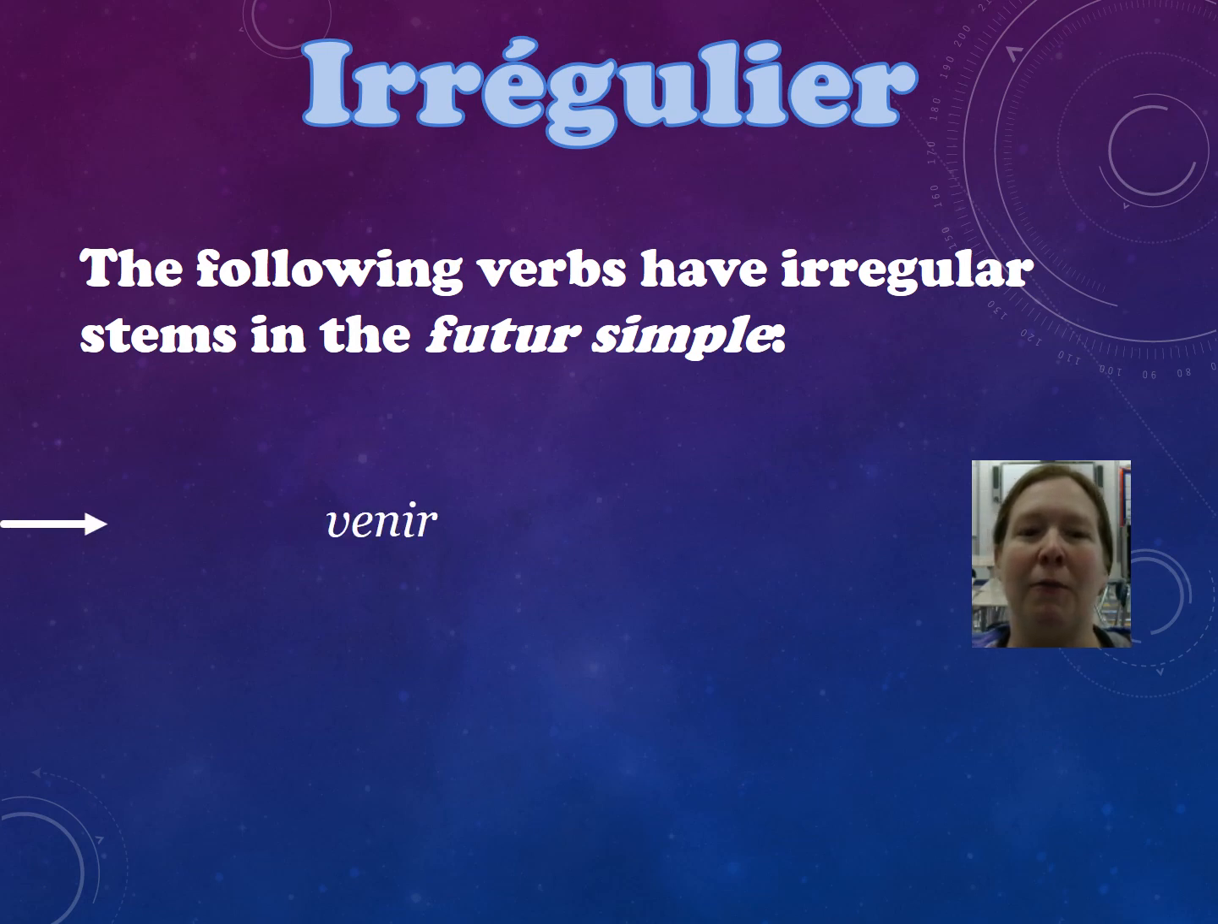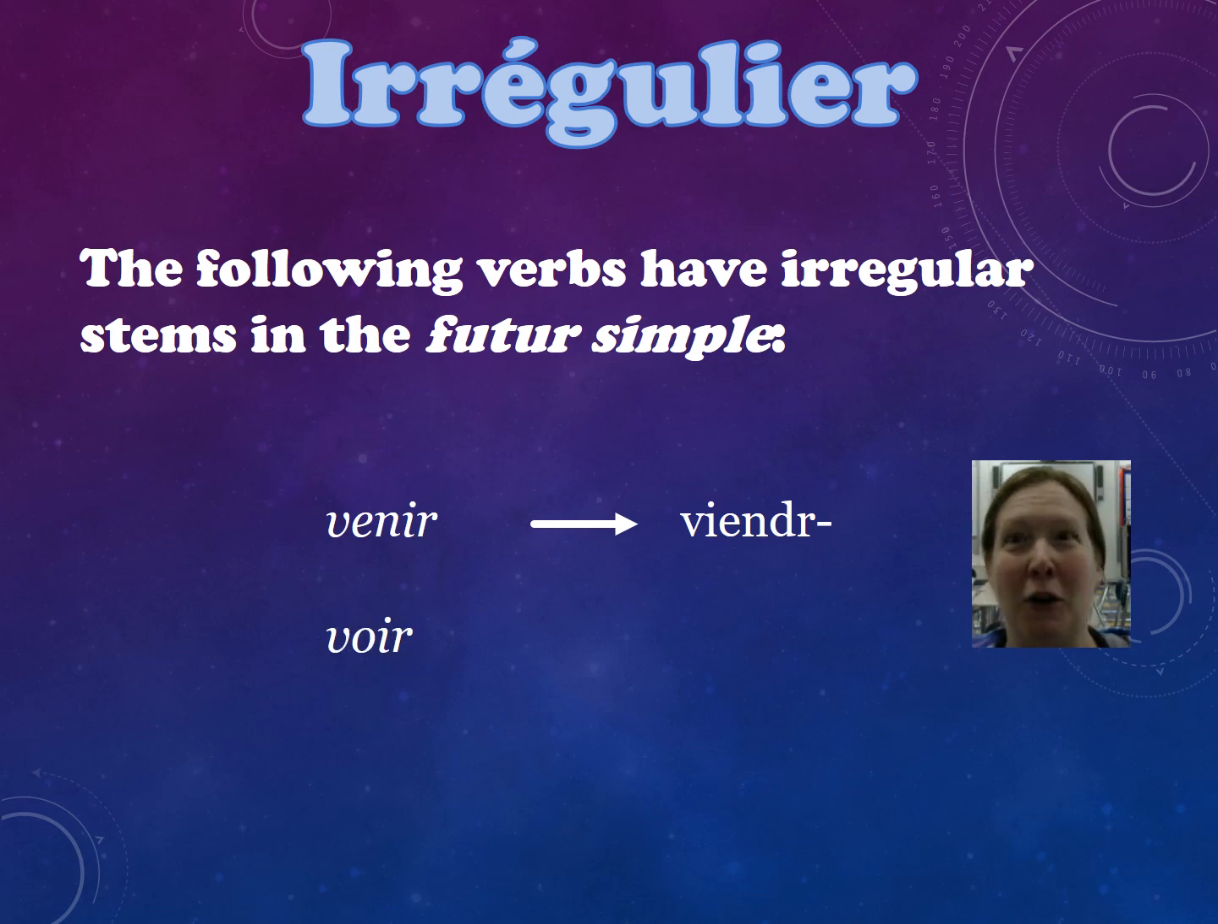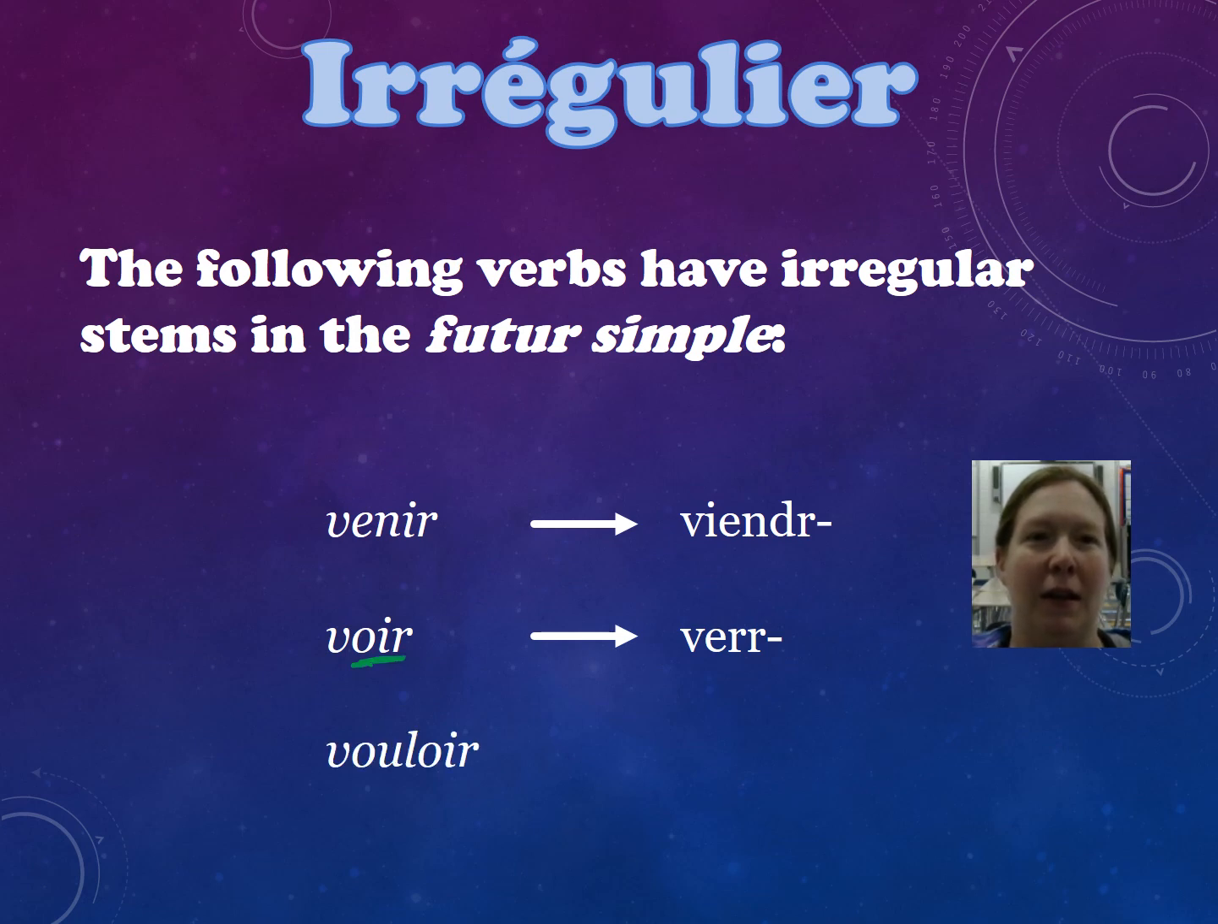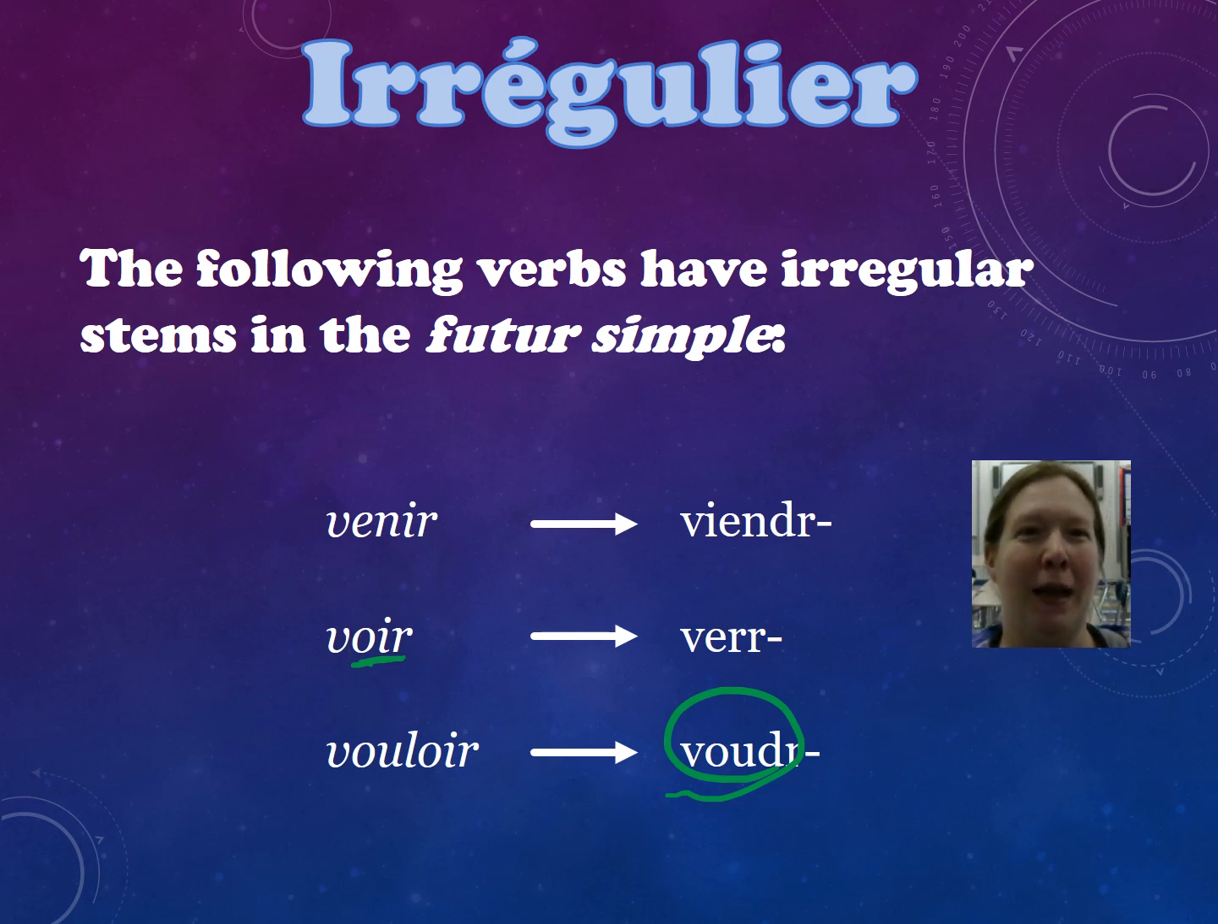Some more of them. Venir, here we go, is viendr. Looks just like tenir with a V instead of a T. Venir and tenir work that way for every single tense. They are sister verbs. Voir is verr. There's another O-I-R with an irregular. And vouloir is voudr. Now you might be thinking, oh, wait a minute, like je voudrais. Je voudrais is actually not the future, it's the conditional, but this is where that comes from. Why voudr is vouloir, okay?